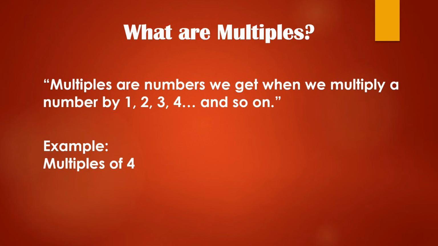Before understanding the different methods to find out the lowest common multiple, that is the LCM, we should first understand what exactly the multiples are. Multiples are the numbers we get when we multiply a number by 1, 2, 3, 4, and so on. For example, what are the multiples of 4? Numbers that are coming in the table of 4. That is 4, 8, 12, 16, 20, 24. All the numbers that are coming in the table of 4 are actually the multiples of 4.